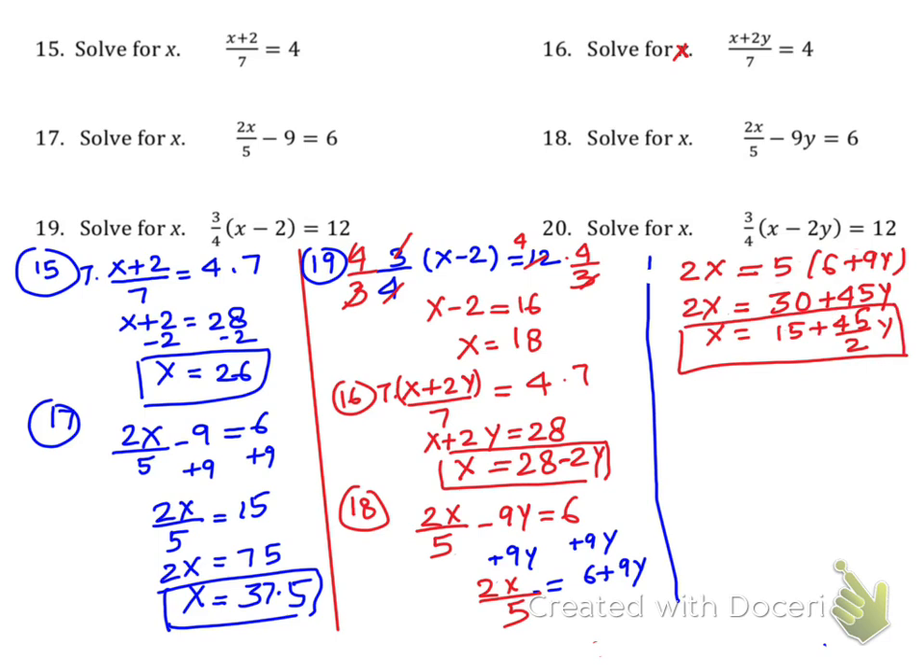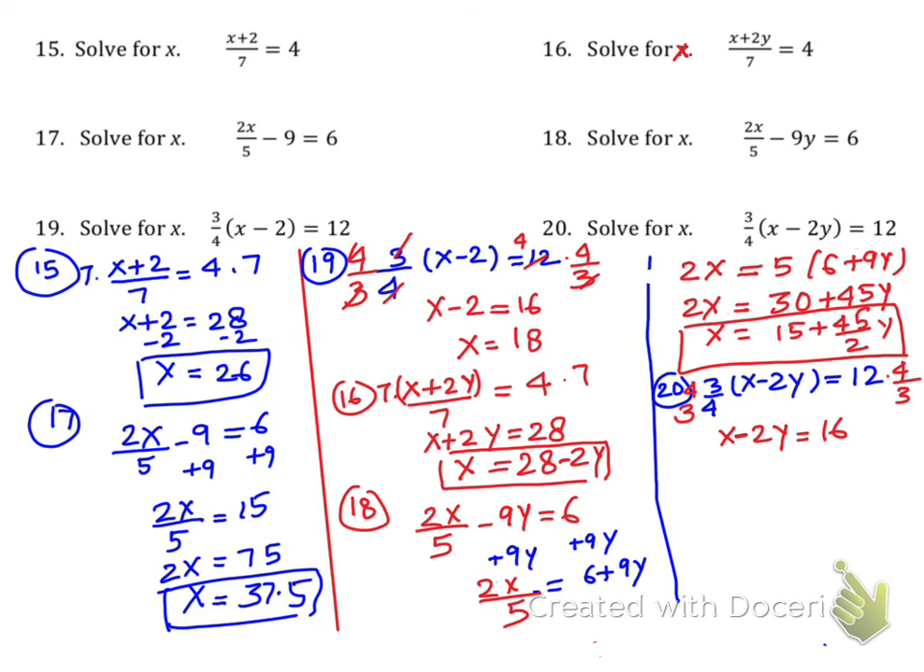Alright, let's do the very last problem here. For the very last problem, 20, that's 3 over 4 x minus 2y is equal to 12. What you need to do is multiply both sides by 4 and divide both sides by 3. So I'll just do the same thing. Multiply both sides by 4, divide by 3. I'm getting x minus 2y is 16.